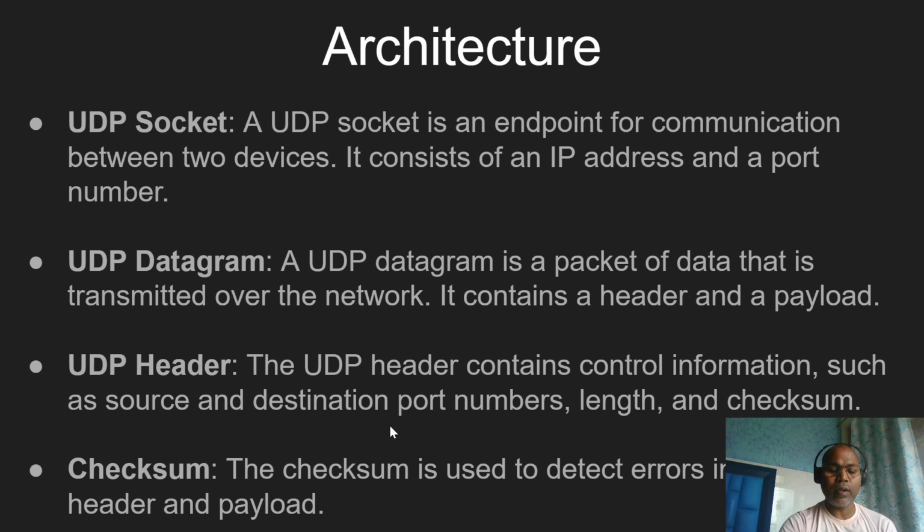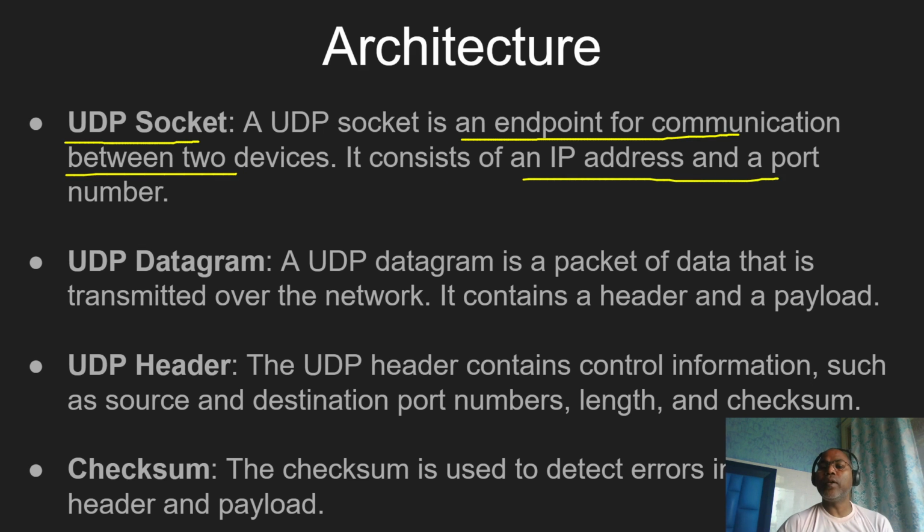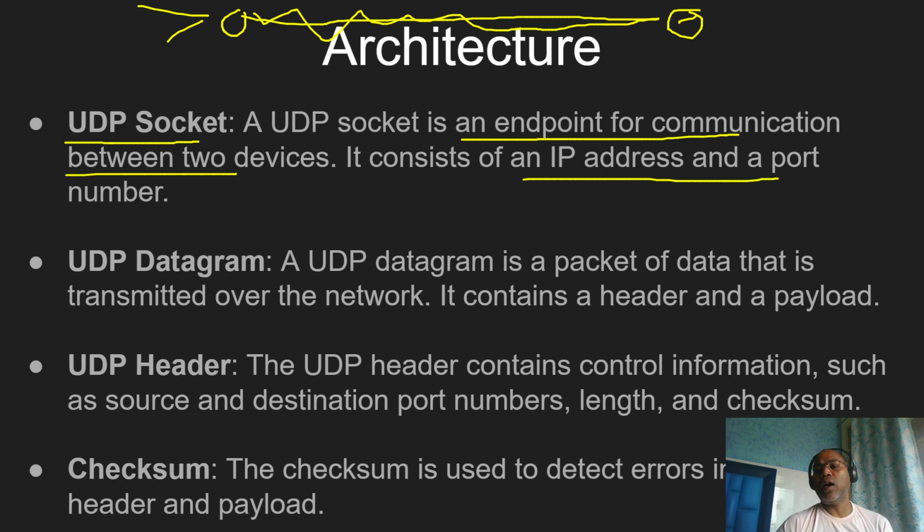Similarly, as in the case of TCP, here also we have a UDP socket. A UDP socket is also an endpoint for communication between two devices. It is again defined by IP and port. Here the socket is the same, but no pre-connection is made between a particular IP and socket. Each datagram, each data packet, contains the receiver and sender IP and ports, and according to that the router finds the particular route and makes a connection for data transfer.